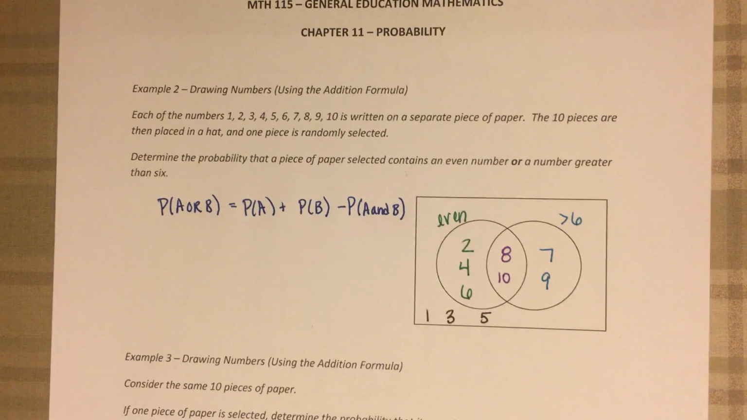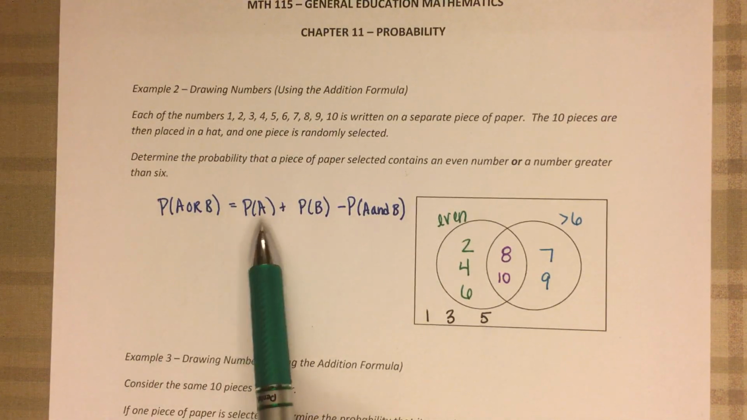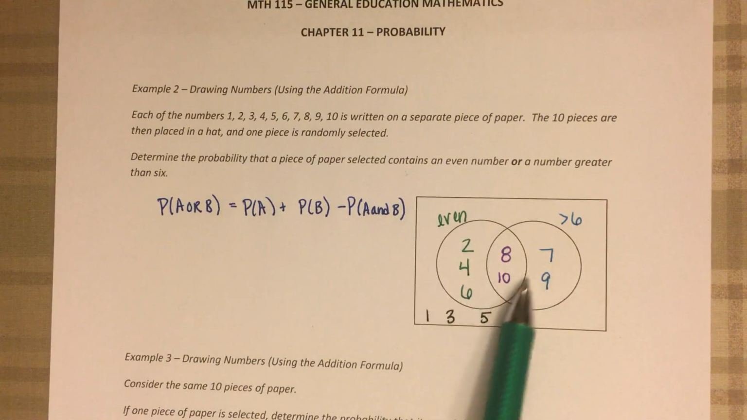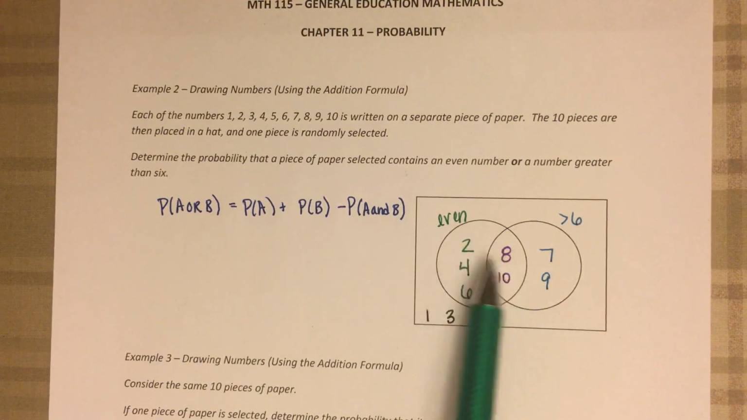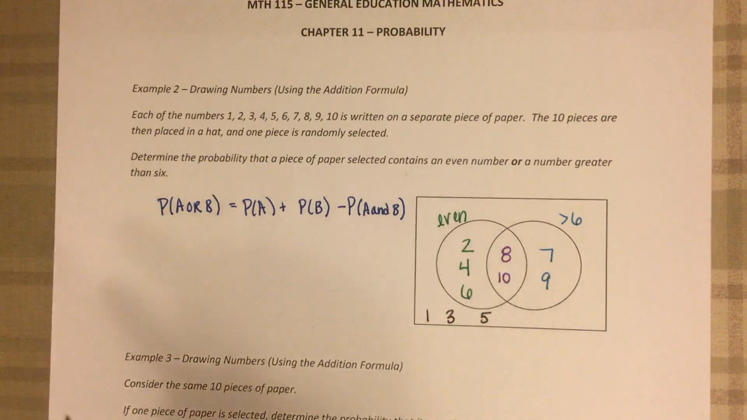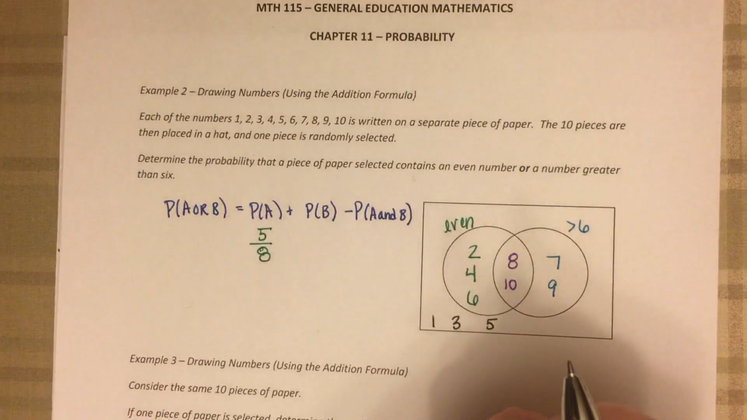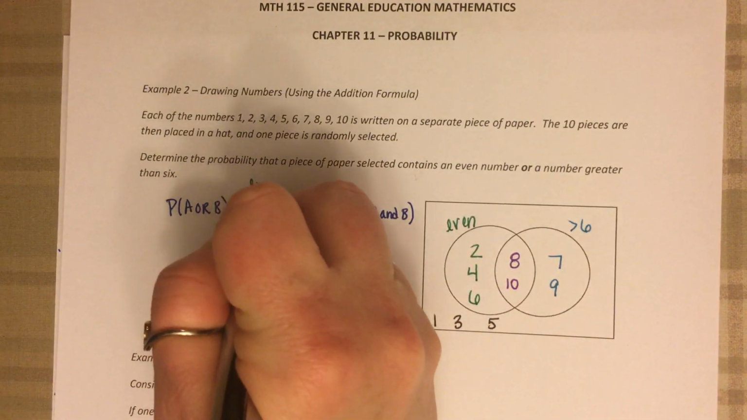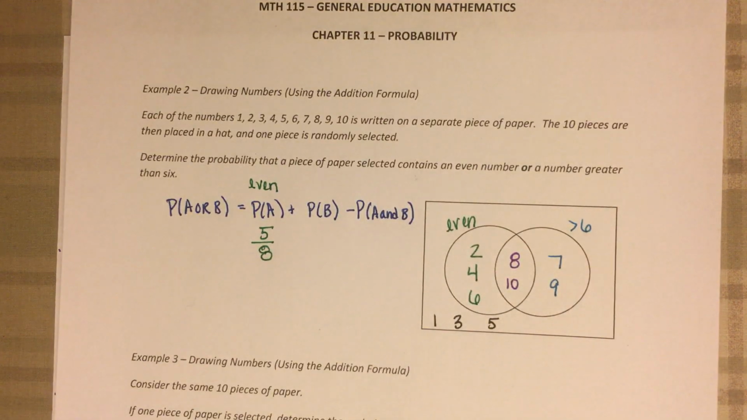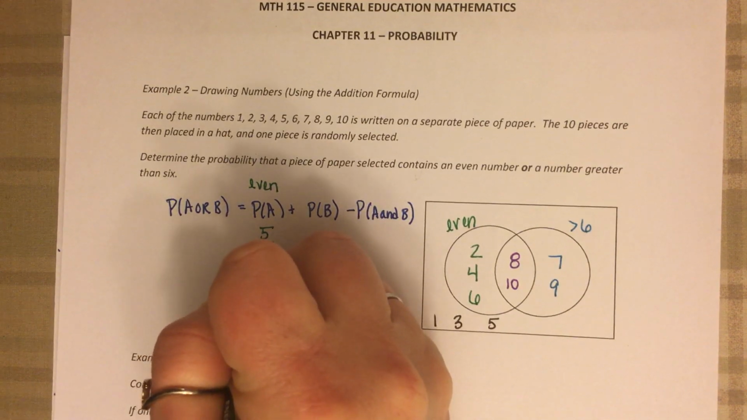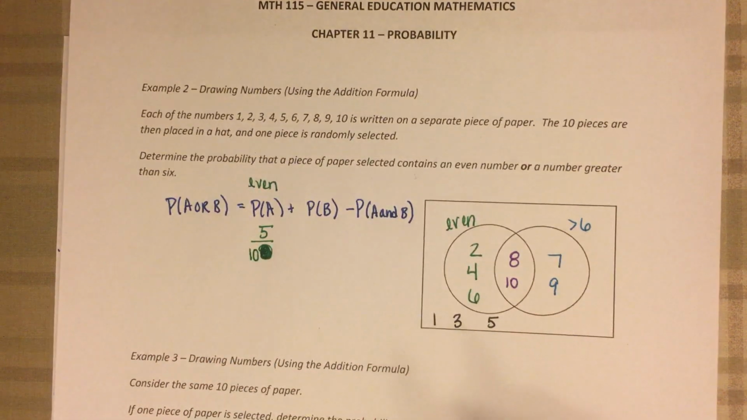Right, so looking at our Venn diagram, we'll let event A be our probability that our number is even. Right? So if we look at our Venn diagram total, we have 5 even numbers. 2, 4, 6, 8, and 10 are all even. So strictly using our formula, our probability of event A, if we let that be the even numbers, that should be 5 out of 10. We have 5 out of 10 there.